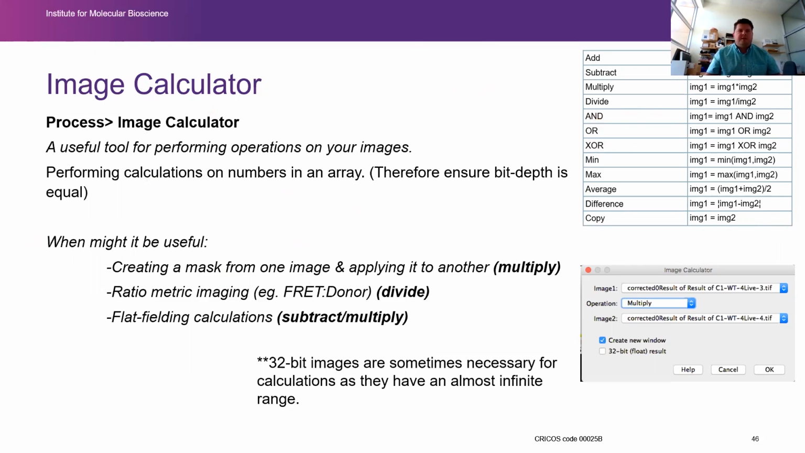What you are doing is you're performing the calculation on that whole array. So you have to ensure that the bit depth's equal, because there's no point dividing an 8-bit image by a 16-bit image. You want to make sure that they are equal.